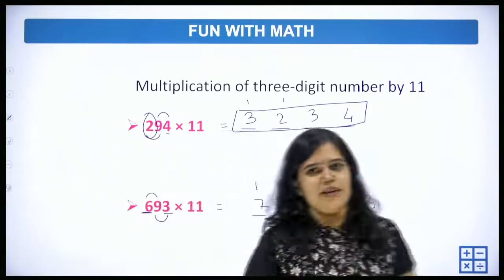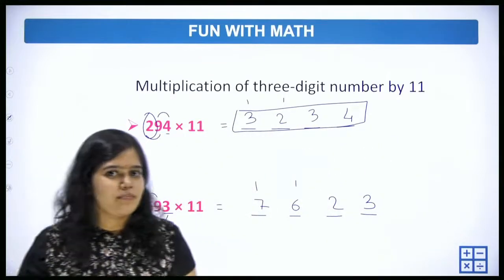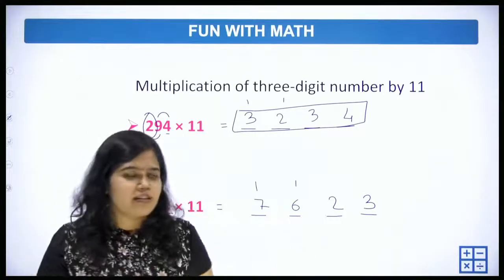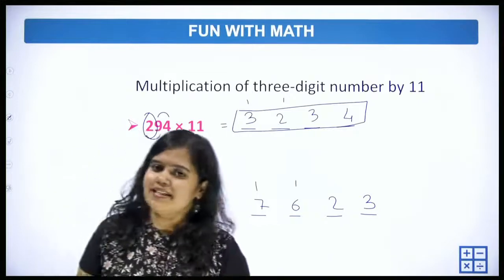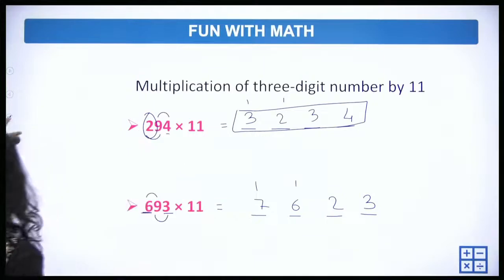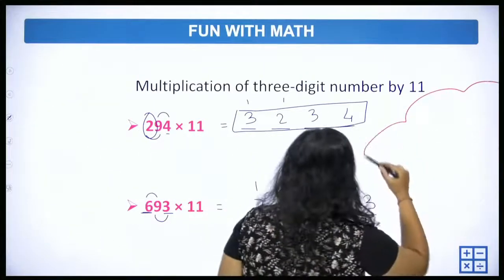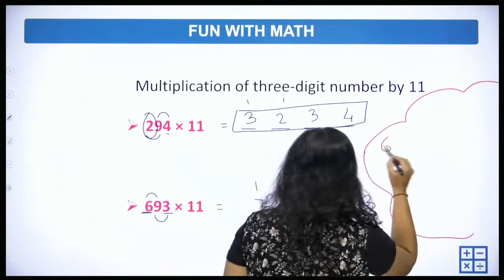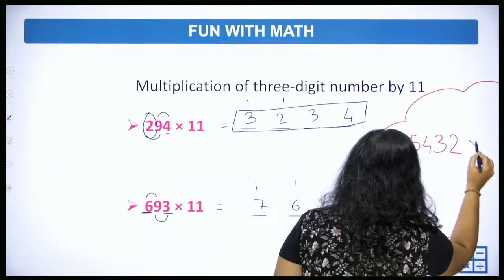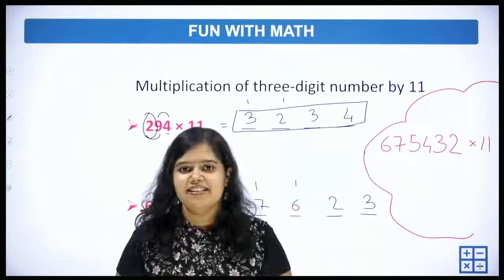Looking at how to multiply 2-digit numbers and how to multiply 3-digit numbers, I hope you got the pattern for how to multiply big numbers, even 10-digit numbers, by 11. It's the same pattern that we follow. Right? Now it's a task for you. Try to multiply 6, 7, 5, 4, 3, 2 by 11. Guess the pattern and try to multiply it with 11.